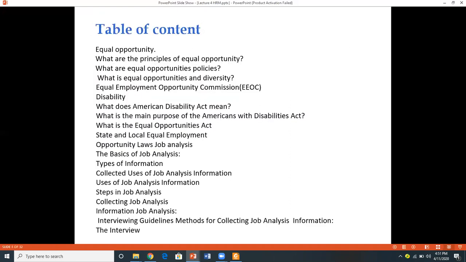You have to prepare this assignment and send it to me before the next lecture. It will be marked and your attendance will also depend on this assignment. So be careful in preparing the assignment and send it to me before the next lecture.